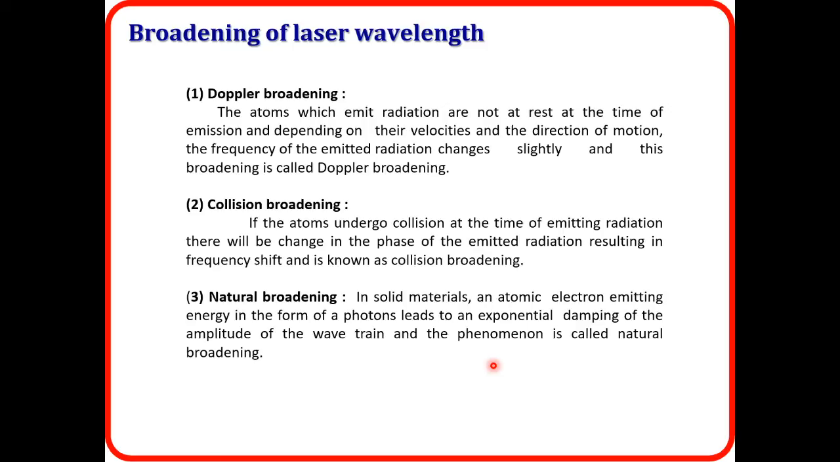There are three different types of broadening that I will be talking about here. One is Doppler broadening, another is collision broadening, and the third is natural broadening. In Doppler broadening, we know that atoms emit radiation while not at rest at the time of emission, and depending upon their velocity, you will get Doppler broadening. In collision broadening, since the atoms are colliding, for example in a gas, there will be a frequency shift and you will get collision broadening. In natural broadening, in solid state materials, when energy is provided due to photon decay, you will get exponential damping of the wave train. Due to this, you will get natural broadening.